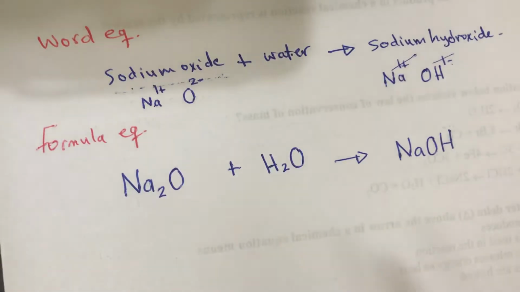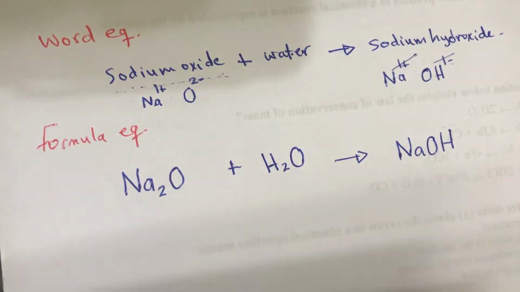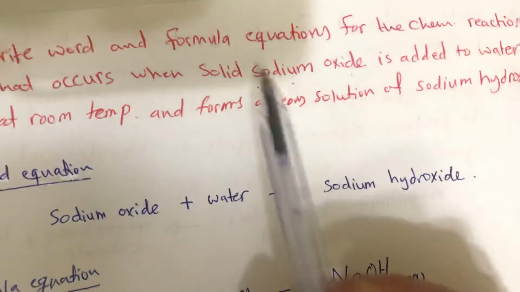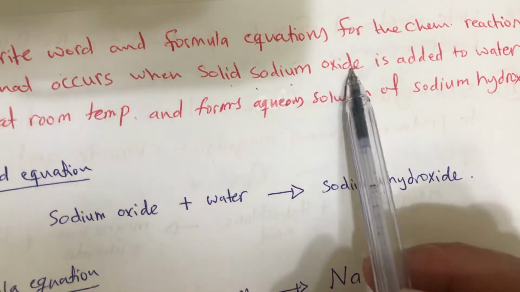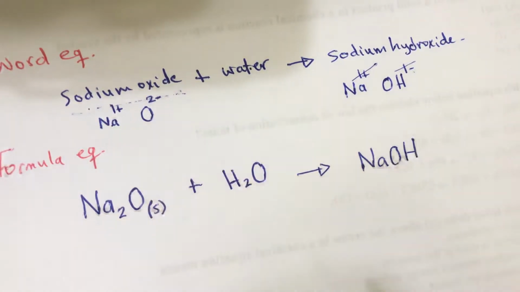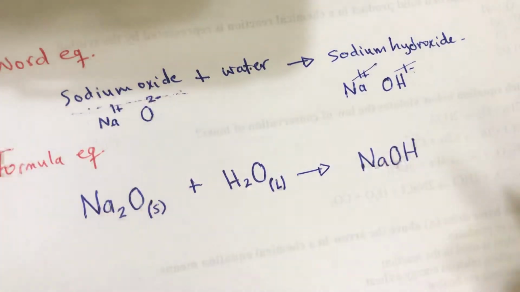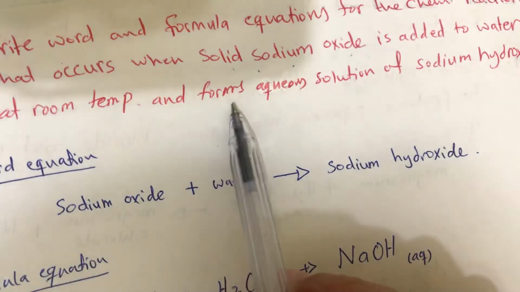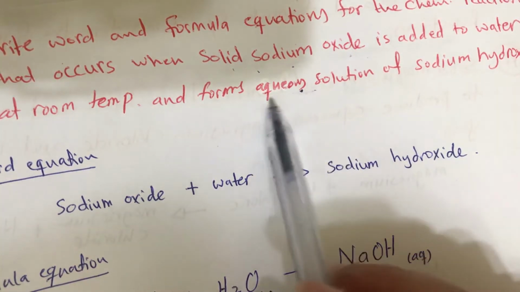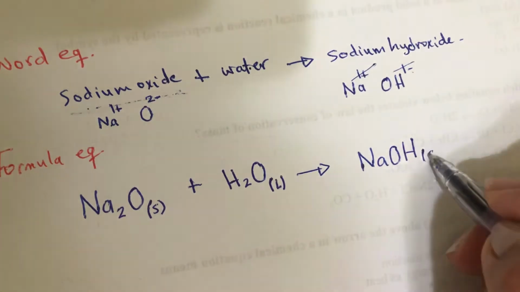You have to know that in formula equation, you have to write the state for each substance. So from the question, solid sodium oxide. So here the state is solid. Water, the state of water, liquid, you have to know. And here, to form aqueous solution of sodium hydroxide. So here, AQ.